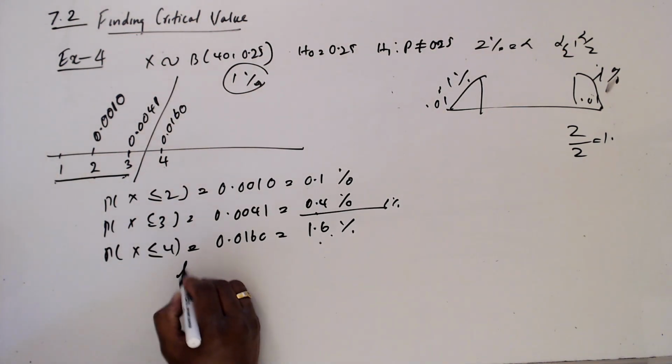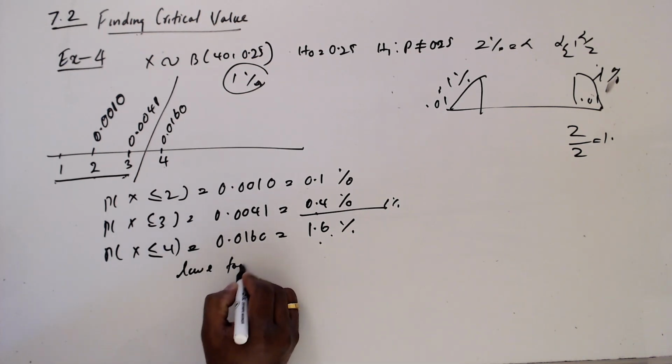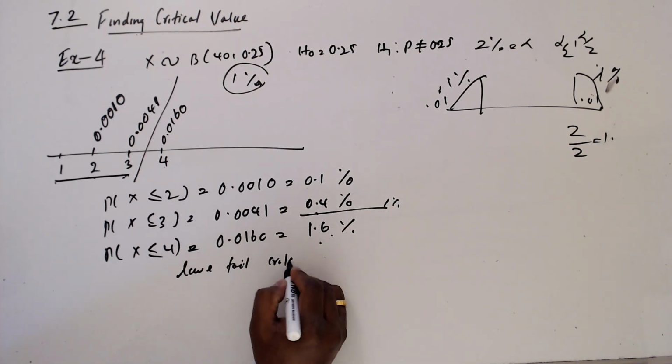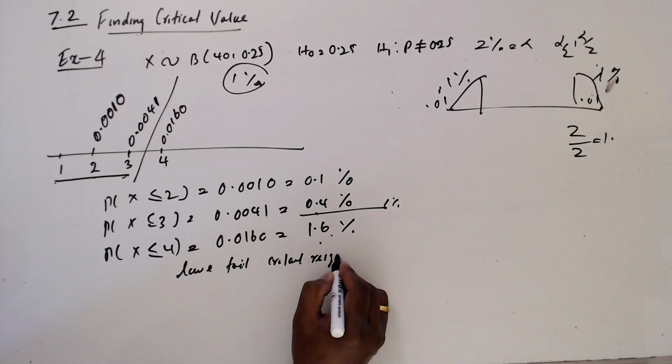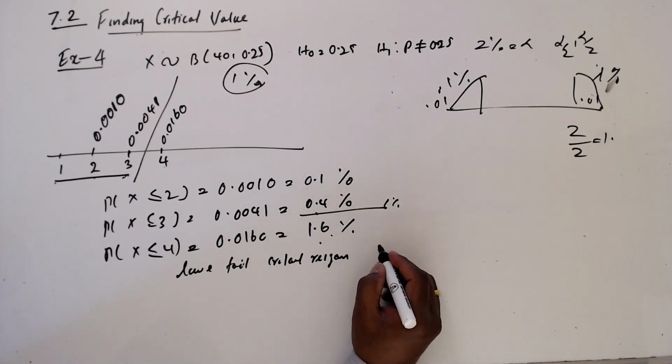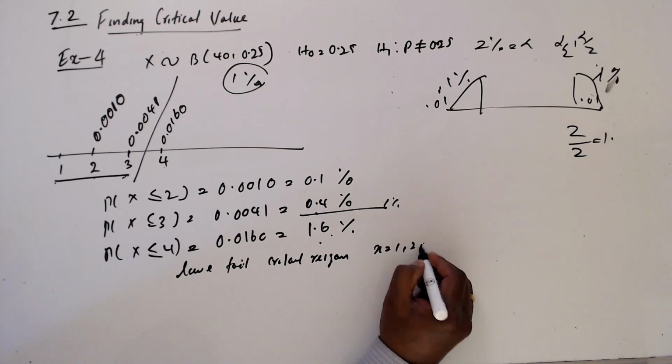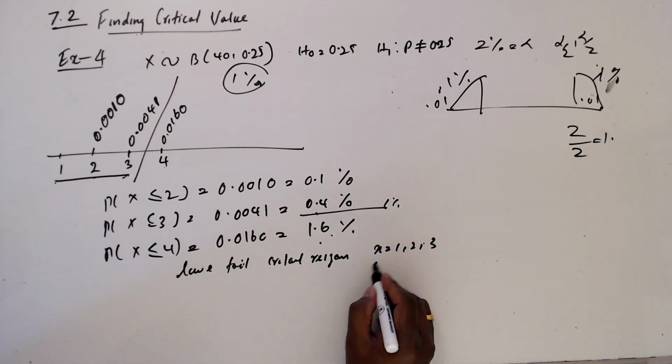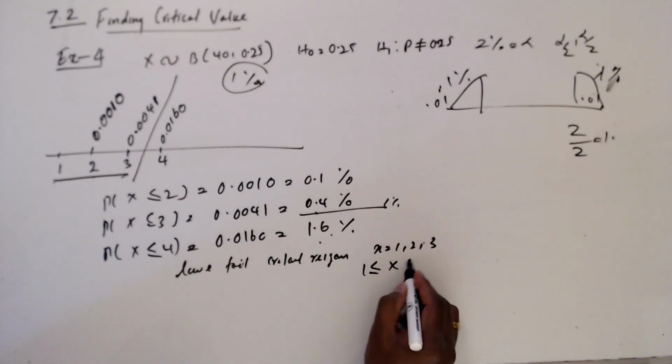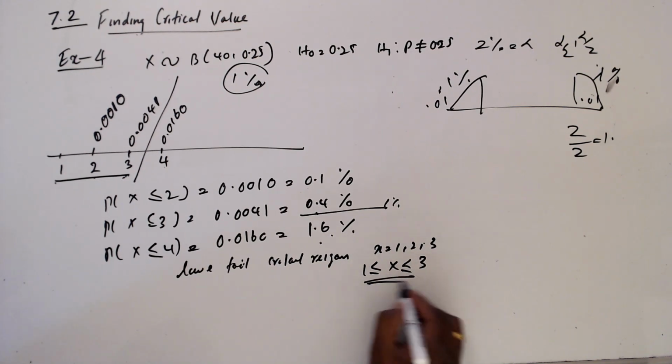So the lower tail critical region is x value 1, 2, 3, or you can write x greater than or equal to 1 and less than or equal to 3.